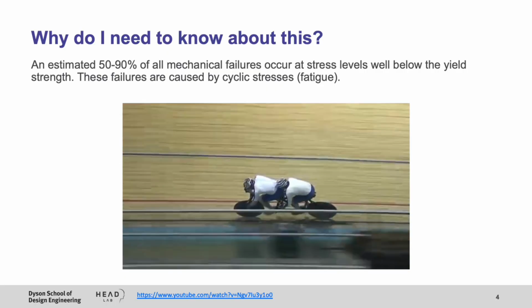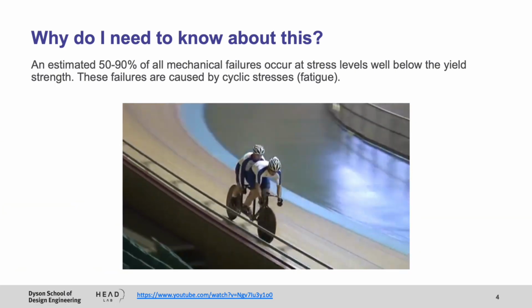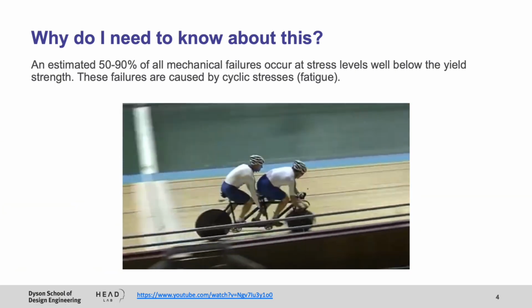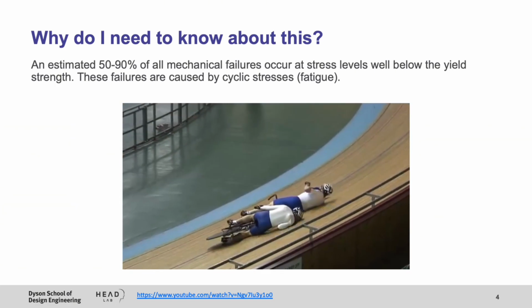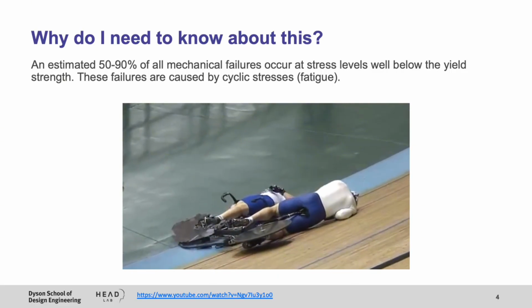Also, an estimated 50 to 90% of all mechanical failures occur at stress levels which are well below the yield strengths of the material. These failures are caused by cyclic stresses or loading, and we call this type of failure fatigue failure. An example is the front wheel of this tandem bike. These athletes are practicing for Paralympics 2008.